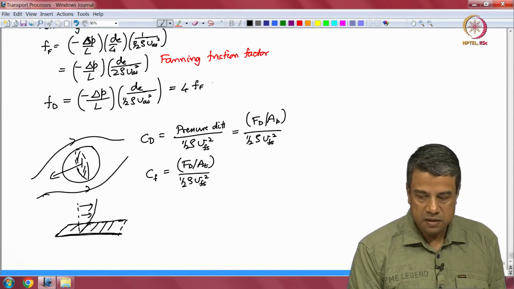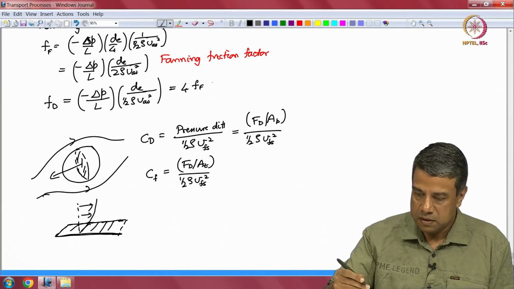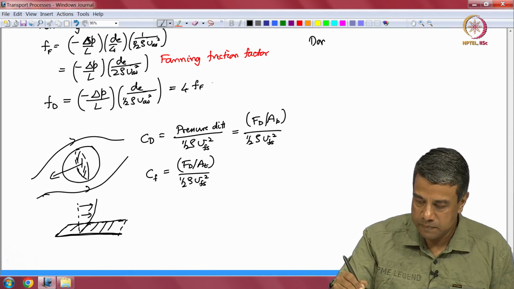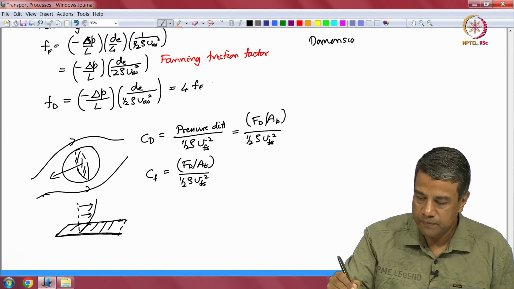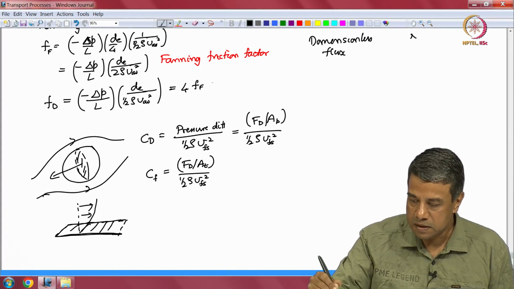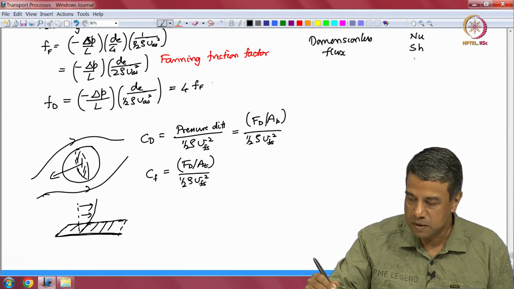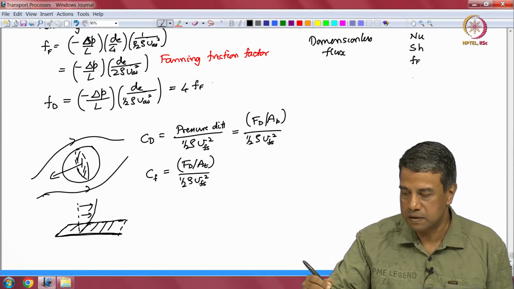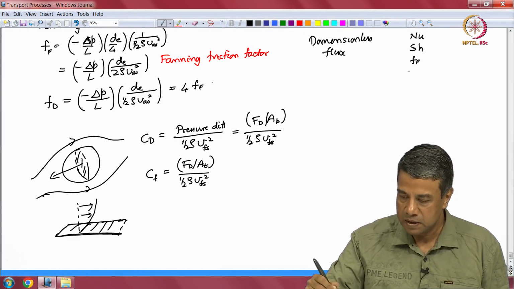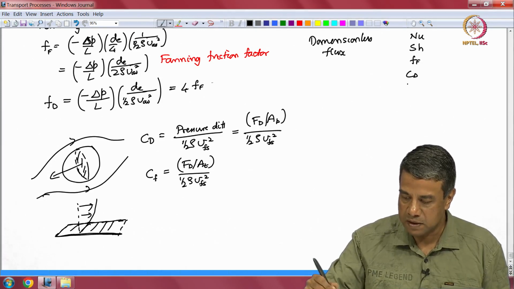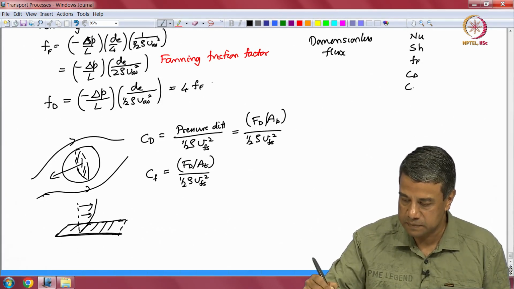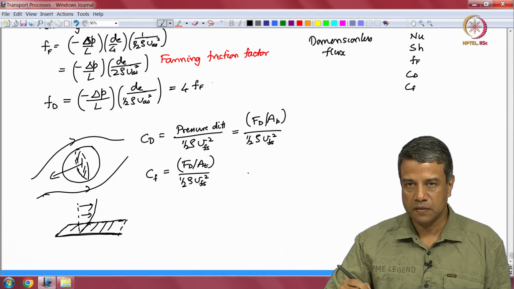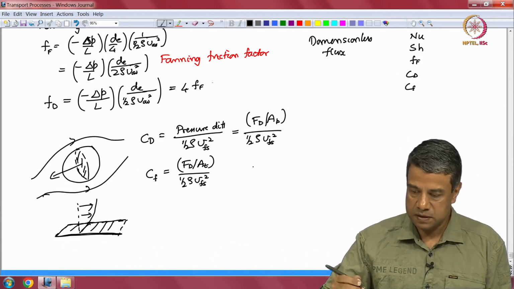So, these are the dimensionless groups. Dimensionless fluxes: the Nusselt number, Sherwood number, the friction factor, the Fanning friction factor that we will use in this course, the drag coefficient and the skin friction coefficient. These are dimensionless fluxes.